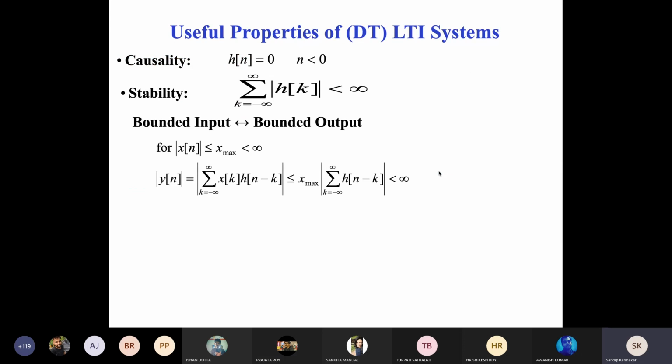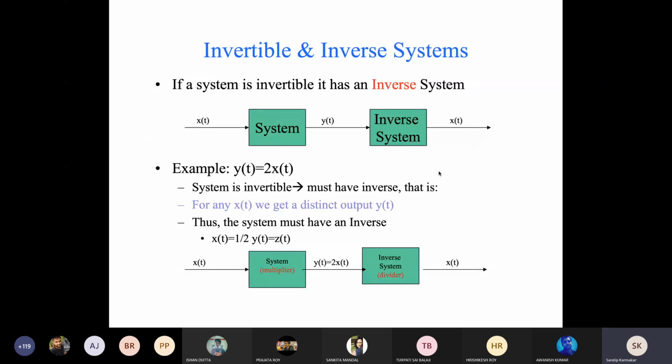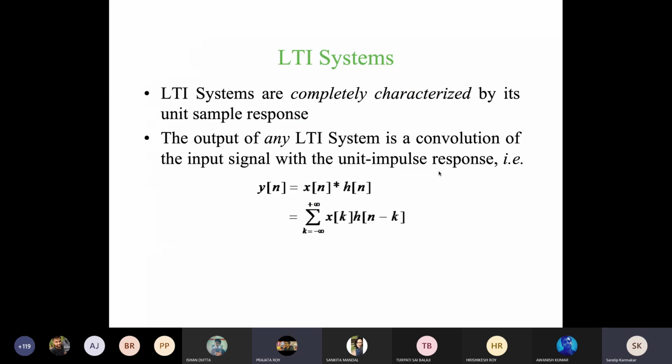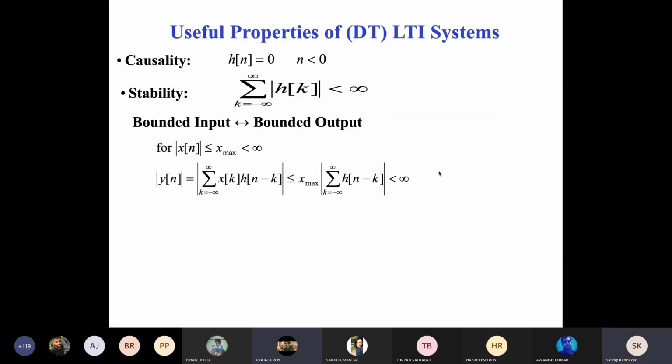Useful properties of a discrete-time LTI system. LTI means what? I don't know actually. Convolution of input with unit impulse. Yes, convolution of input with unit impulse response. Useful properties of a DT LTI system.